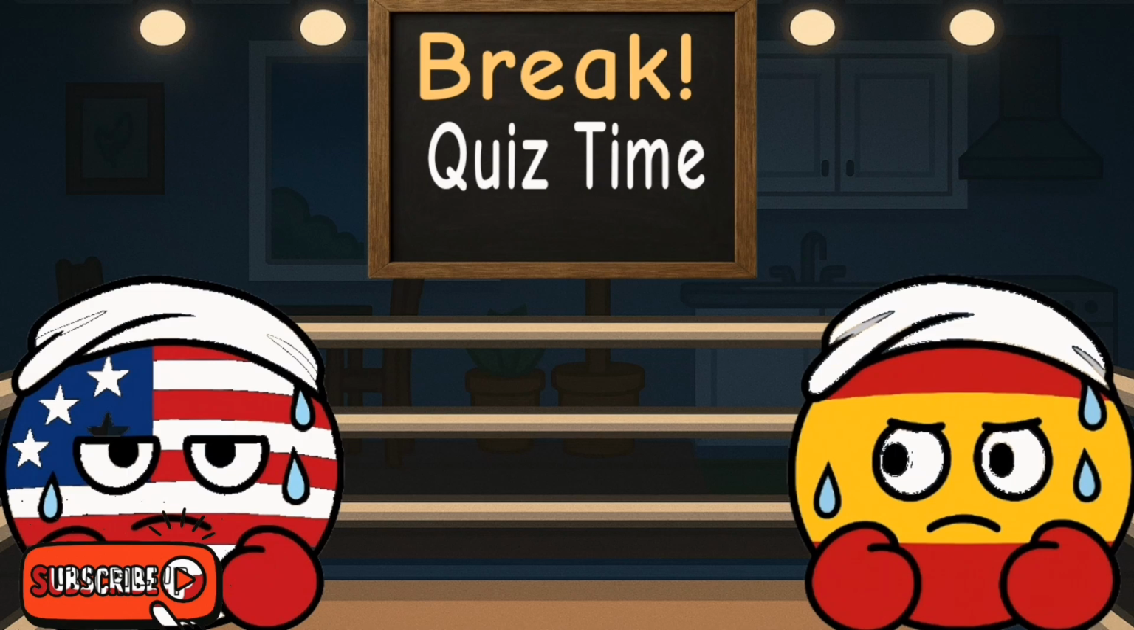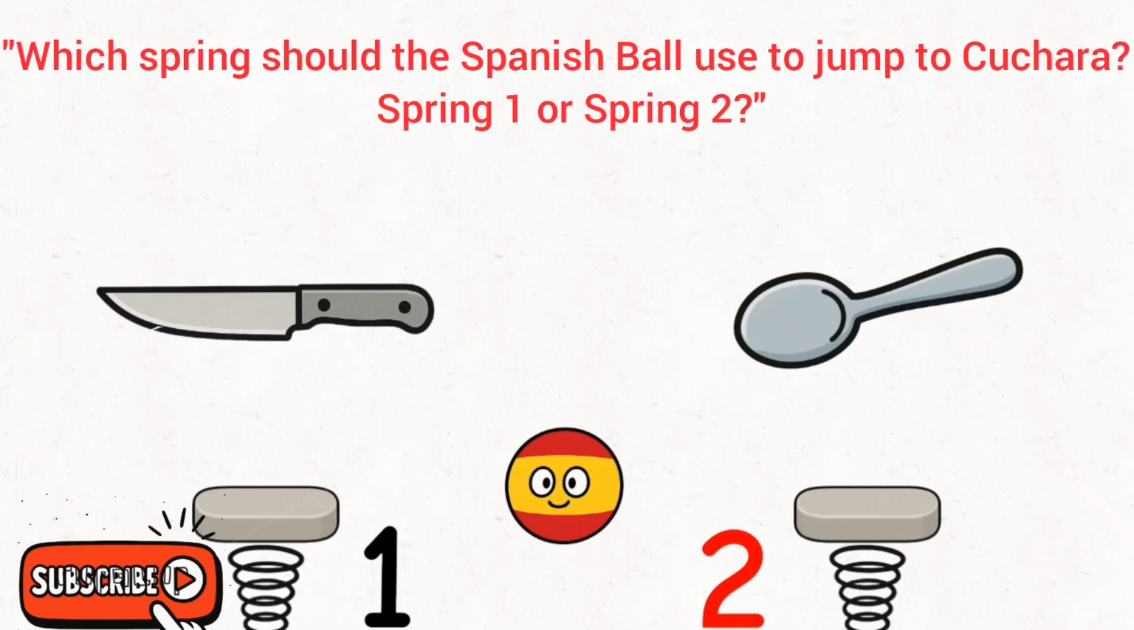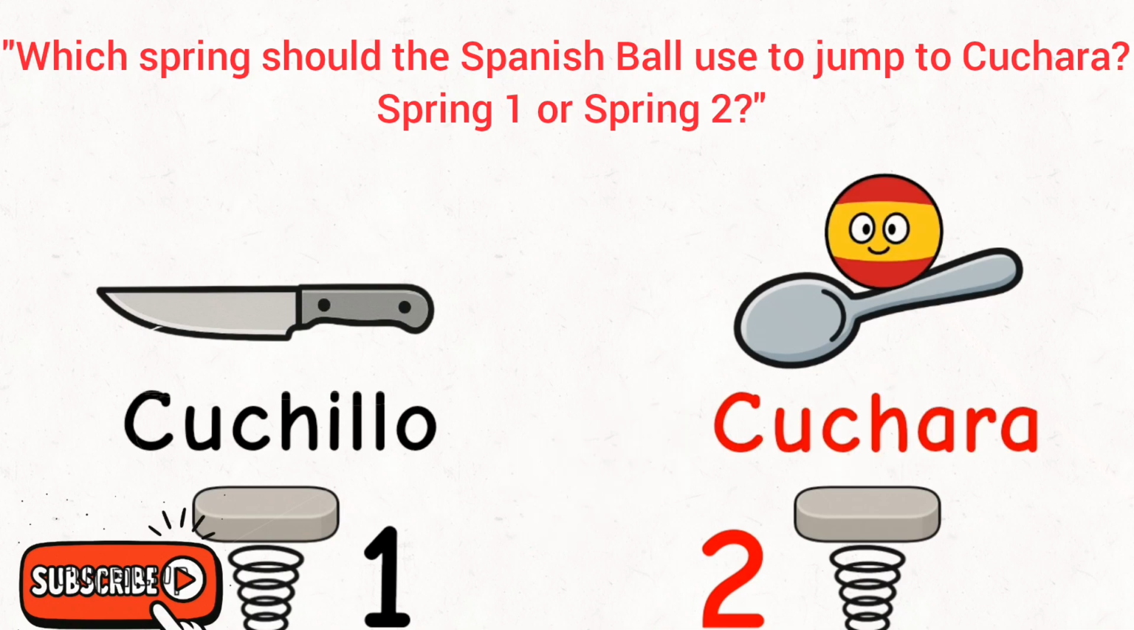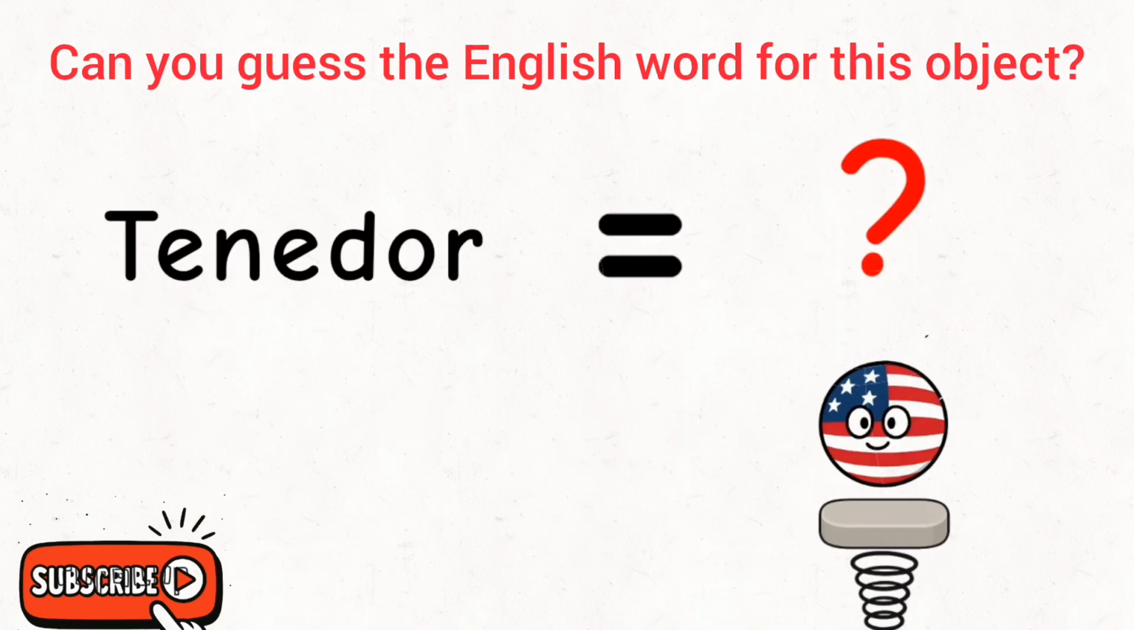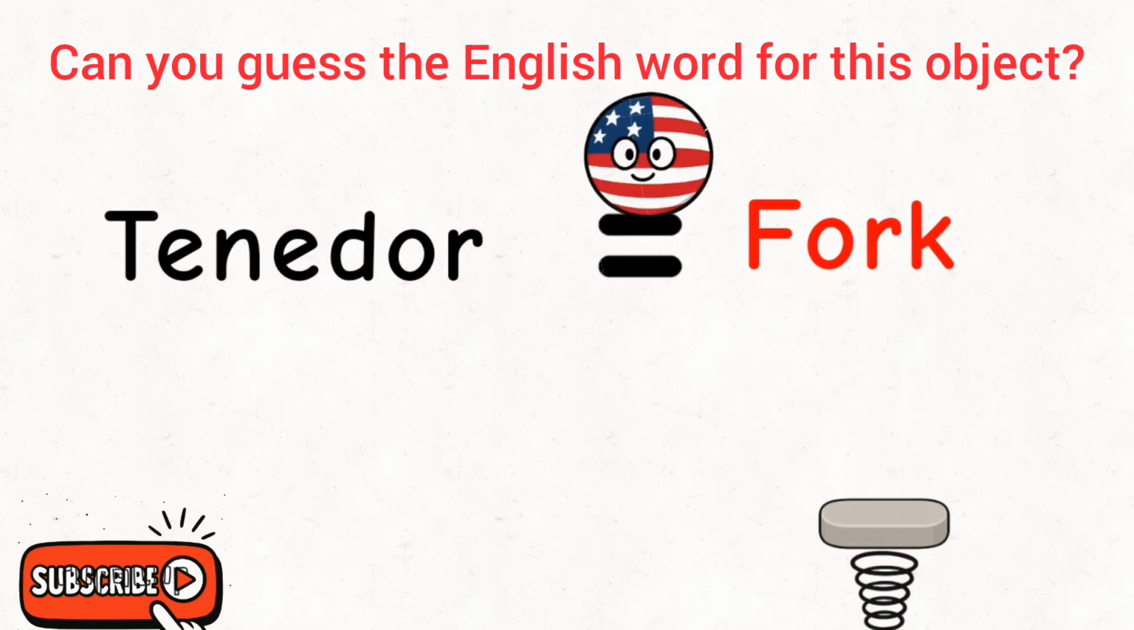Break. Quiz time. Which spring should the Spanish ball use to jump to Cuchara? Spring 1 or spring 2? The correct answer is spring 2. Can you guess the English word for this object? The correct answer is fork.